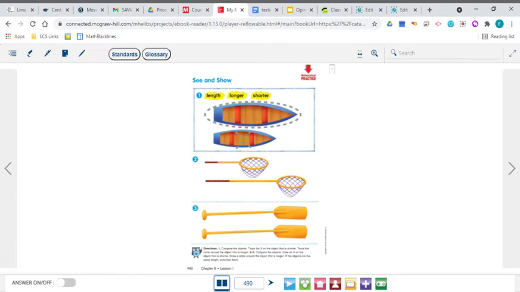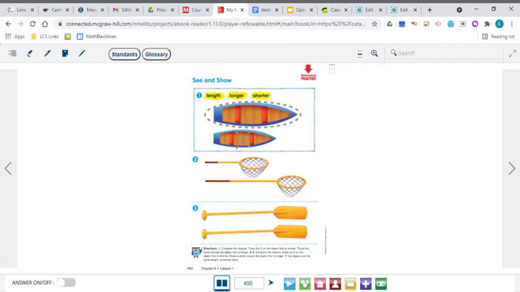Today we are starting a new math unit on measurement. In this first section of this unit, we're going to be talking about length, how long something is or how short something is, and we will be comparing objects to find out which one is longer and which one is shorter, or maybe they're even the same size.